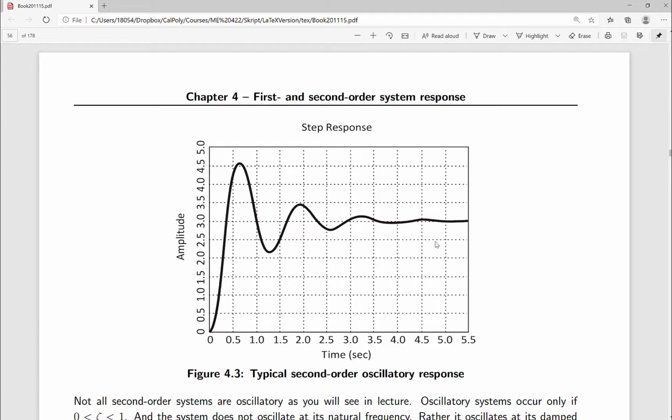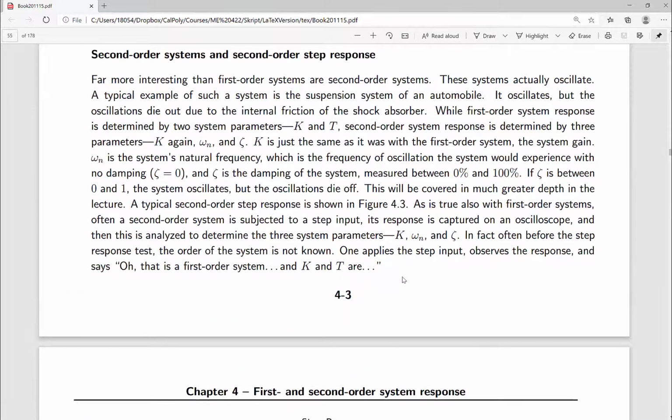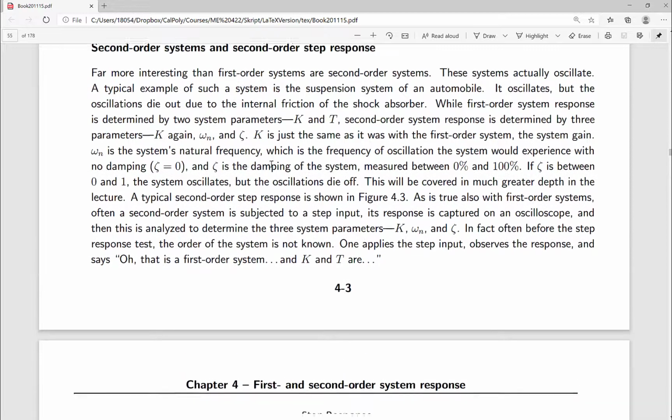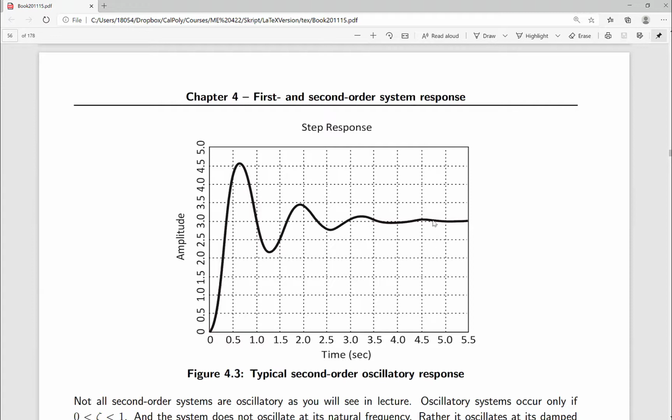Now I talked about that there were three characteristics for a second-order system: K, omega n, and zeta. And they determine how the system is going to behave. As I described in the last video, K actually determines this vertical jump when a step input is fed in. How much it jumps depends upon K. So the vertical part of the jump is solely dependent upon K.